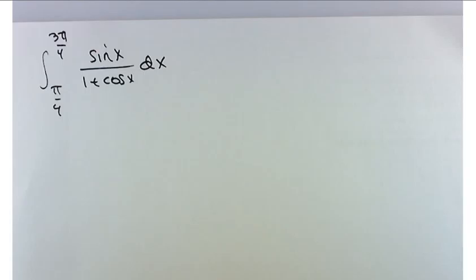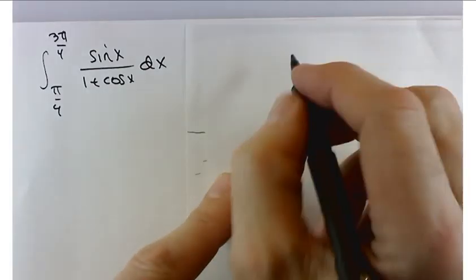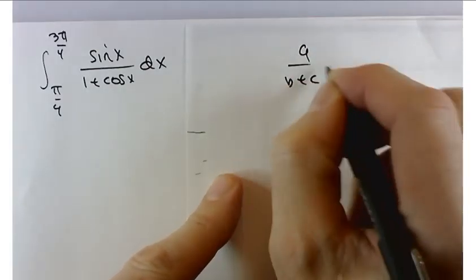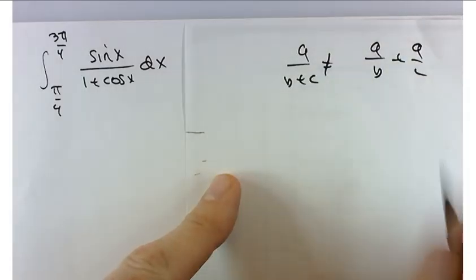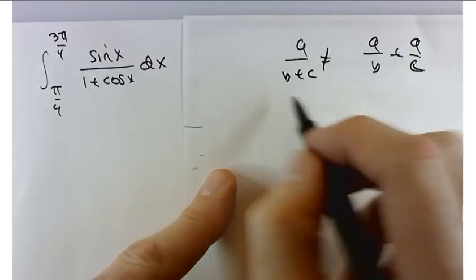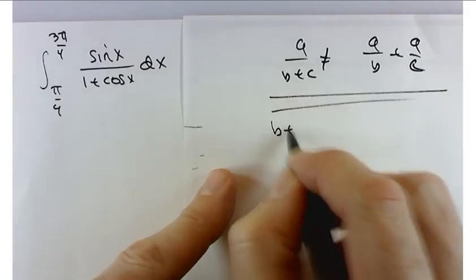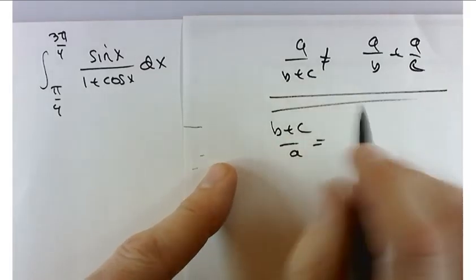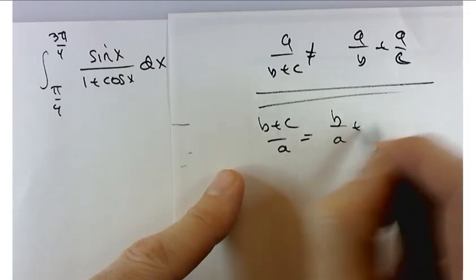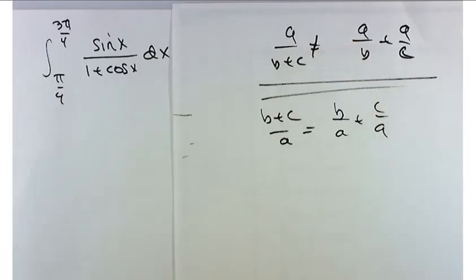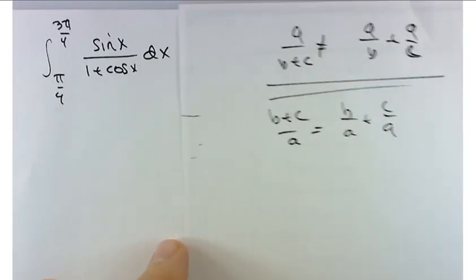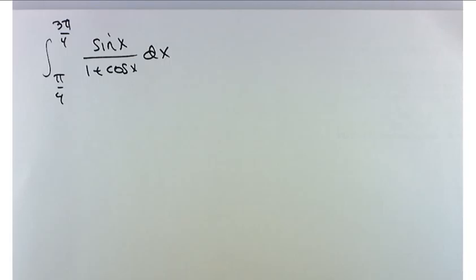I've gotten that suggestion a couple times. Let me be very clear about something. If you have a over b plus c, you can't split that up into a over b plus a over c. It doesn't work that way. If it was the other way around, if you had b plus c over a, then you could split it up. You could do b over a plus c over a. That one works. This one will give your instructor a headache when I grade your paper. All right, can't do that second one, or that first one.